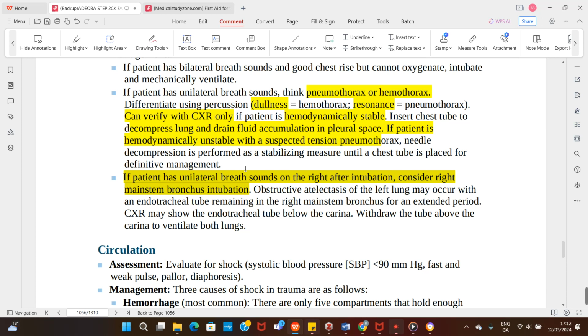So the left side might collapse, right? And how you are going to know is that you just see that you're having breath sounds only in the right. You are not having any breath sounds in the left. So it means that the person has done a right endobronchial intubation.